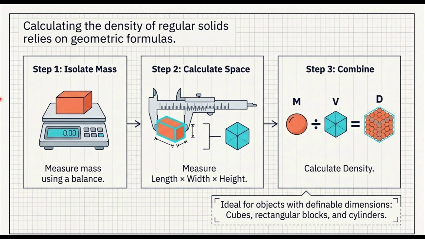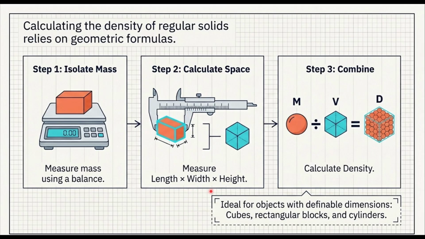So let's see how to find the density of regular solids. Okay. For regular shaped objects, determining density is straightforward, right? First, measure the object's mass using a laboratory balance. You can easily calculate the mass using a balance, a weighing machine. Next, measure its dimensions like length, width, and height. You have to measure the length, width, and height.